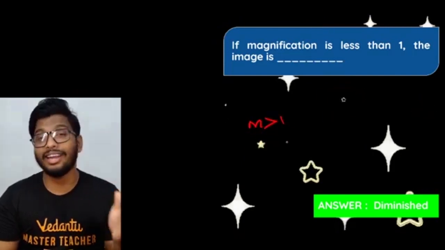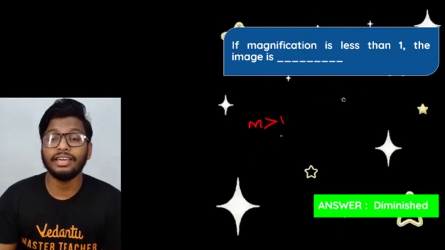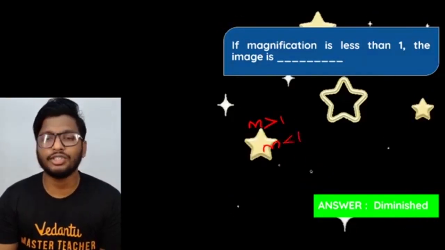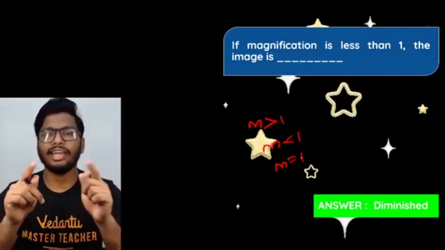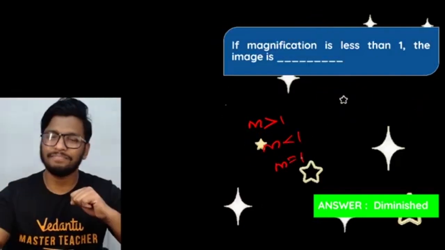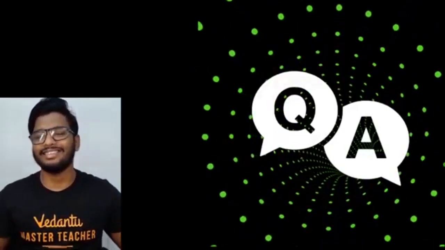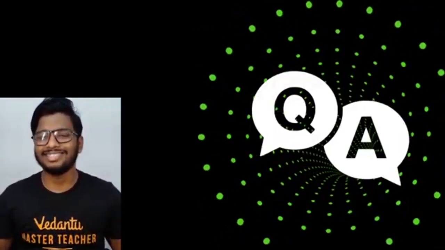M greater than 1 is going to be a magnified image. M less than 1 is going to be a diminished image, and M equal to 1 is going to be an image of the same size. That's it. Alright, people. Anyways, with that said, let us start with the all in all questions and answers.